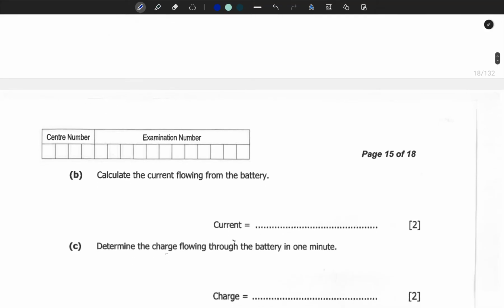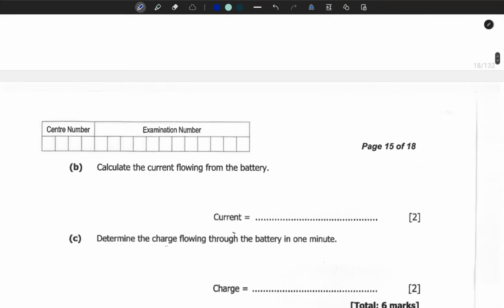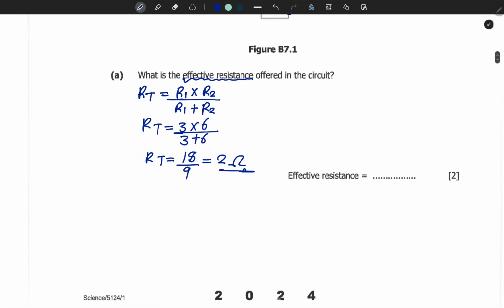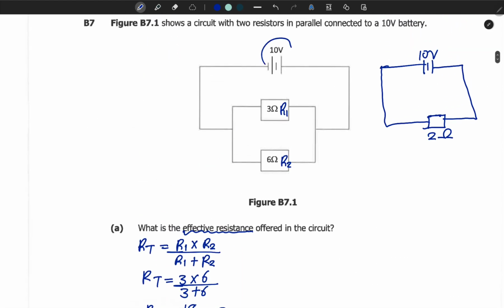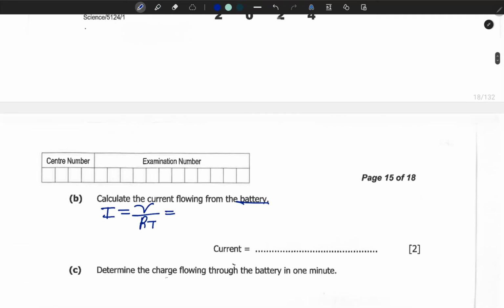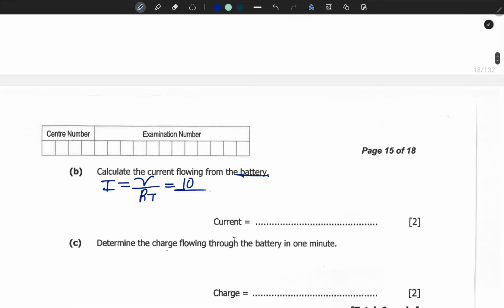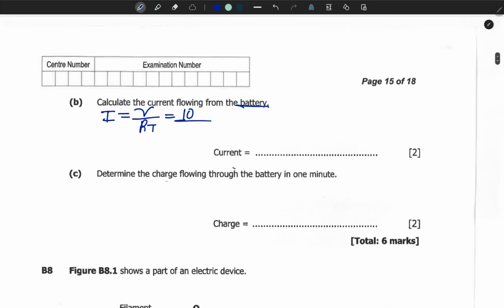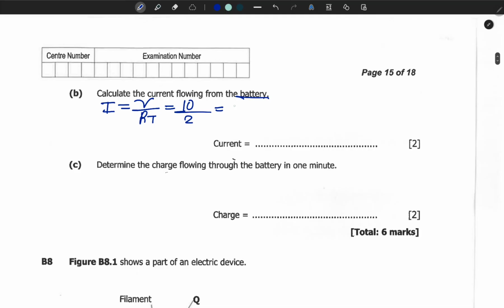Question B: Calculate the current flowing from the battery. Current is equal to voltage divided by total resistance, since we are interested in the battery. So our voltage is 10 over total resistance, which is 2, giving us 5 amps.